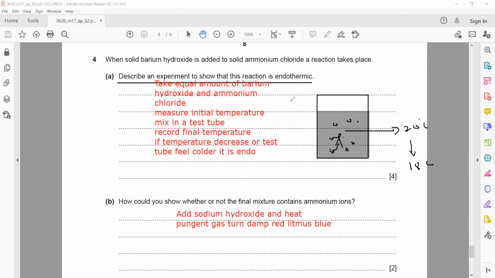What we measure for initial temperature: we measure the initial temperature of the two solids, like the initial temperature of barium hydroxide and the initial temperature of ammonium chloride. We mix them, and because these are solids, we will stir them, or using a mortar and pestle we can even crush them to have a large surface area, and observe or measure the temperature change. So this was paper 6 of February March 2017, variant 2.